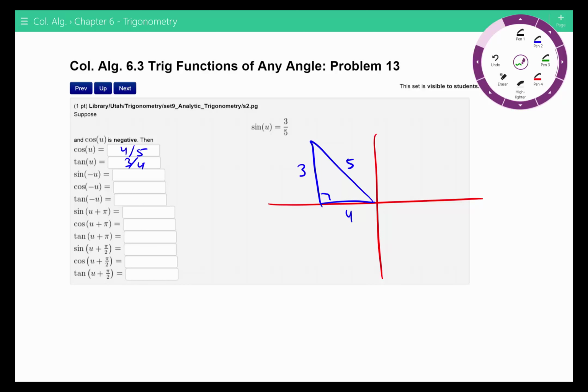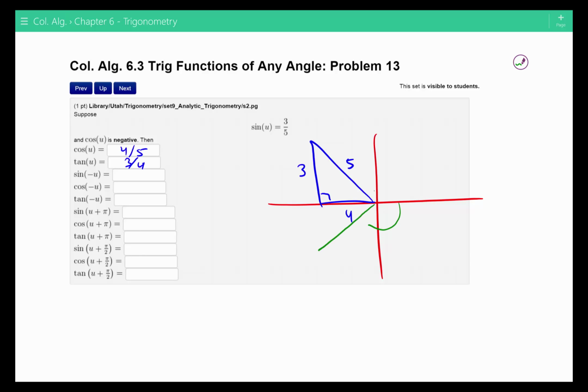So keep in mind u went this way, so negative u is going to go exactly the same but back the other way, so it's going to go back all the way to here. So exactly the same triangle if I can draw it the same, but now rotate negative u. So it's going to be here where this is still going to be -4, and whoops, I messed up. That should have been -4, so that cosine was negative here, and then tangent would be negative as well. But this would be 3 still, and this would be 5 still.